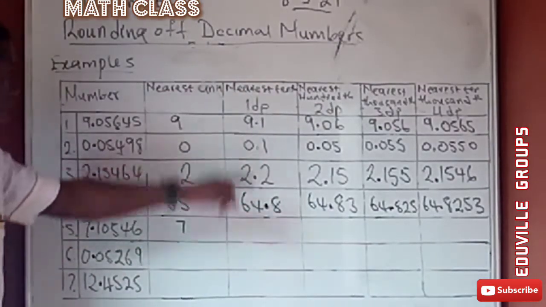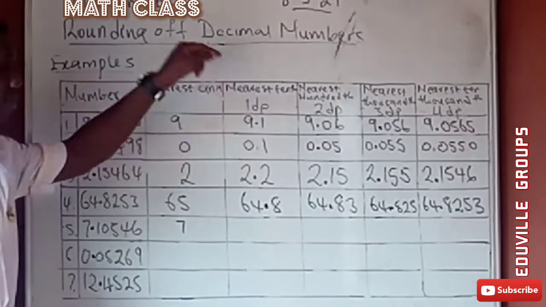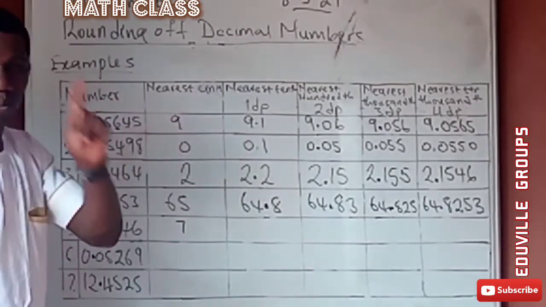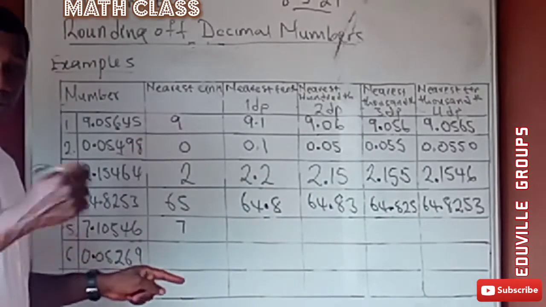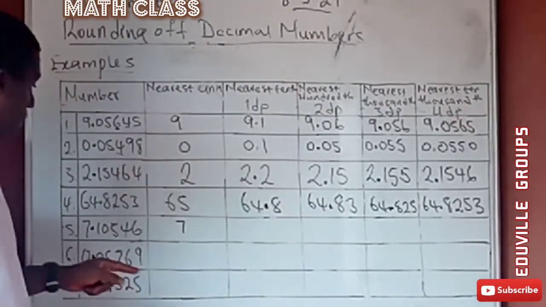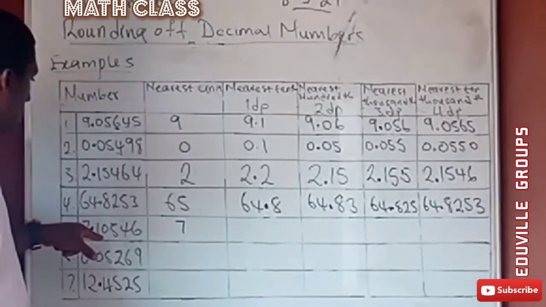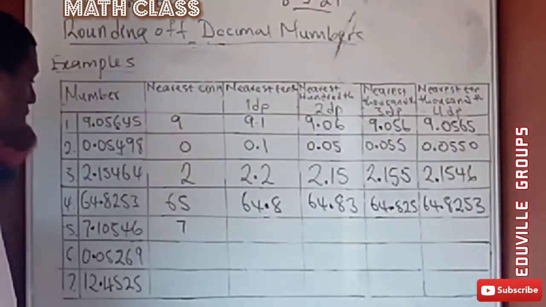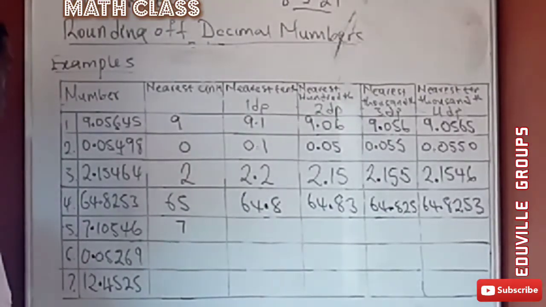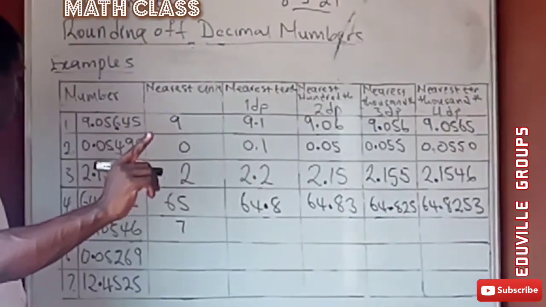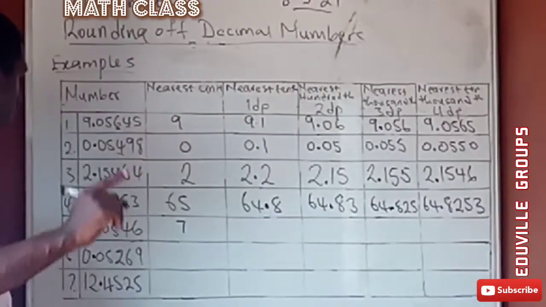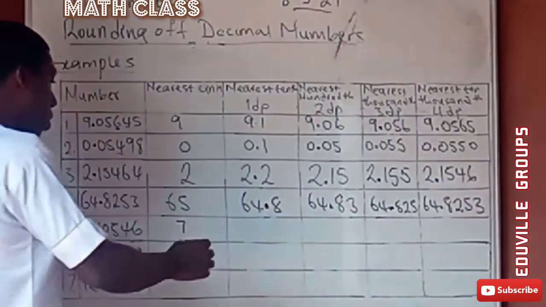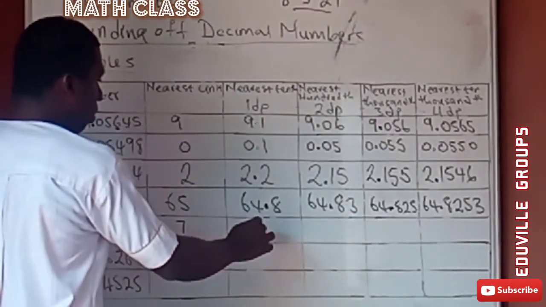Coming to the second column, we are rounding to the nearest tenth. Is it clear? Or 1 decimal place. That is 1 digit after the decimal point. That's what it means. 1 number or one digit after the decimal point. So the nearest tenth, the number at the 10th place is what? 1. And the next number there is what? 0, which is not up to 5. Therefore, our answer is going to be what? 7.1.